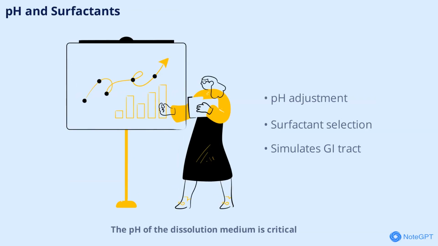pH of the dissolution medium is critical, especially for drugs with pH-dependent solubility. For modified release (MR) formulations, pH ranges from 1.2 to 7.5, while immediate release (IR) products use 1.2 to 6.8. Surfactants, such as bile salts or SLS, can enhance the solubility of poorly soluble drugs. The concentration of surfactant must be carefully controlled to avoid artifacts. By adjusting pH and surfactant levels, we can better simulate the drug's behavior in the gastrointestinal tract.